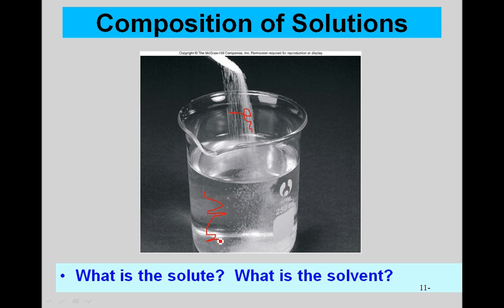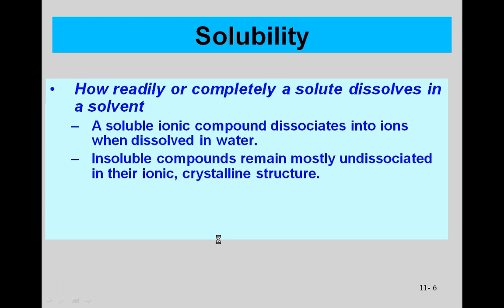It is what is doing the dissolving. So when you have a mixture, we have to talk about solubility. This is how readily or completely a solute dissolves in a solvent. When this happens, a soluble ionic compound dissociates into ions when it dissolves in water. Insoluble compounds are mostly undissociated, and therefore they'll form a crystalline structure.